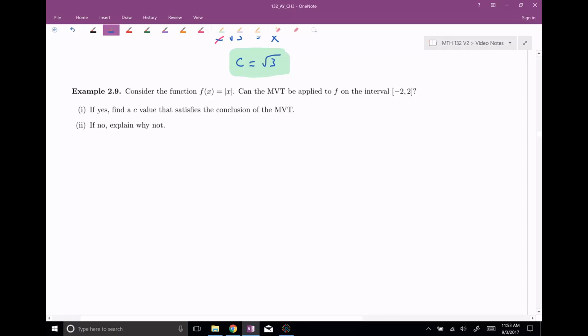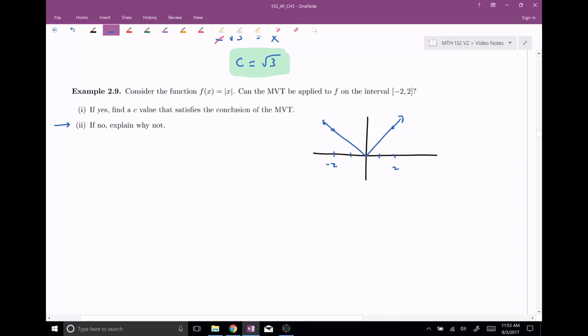All right, you may have guessed it. In this case, we finally have a no, right? So the mean value theorem cannot be applied for the absolute value function on the interval from negative 2 to 2. And so if I was to go ahead and sketch it out, right, so here is my nice absolute value function. And maybe from negative 2 to 2, so something like this.